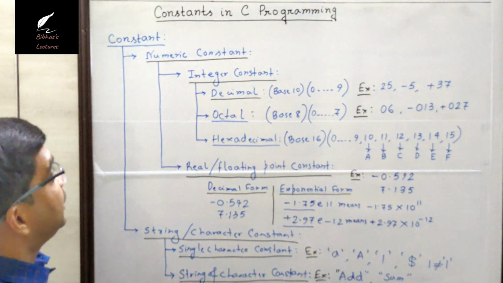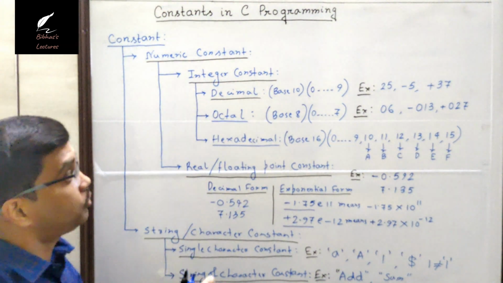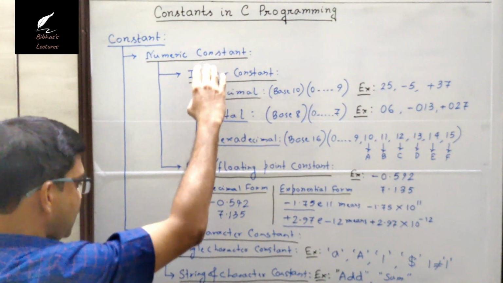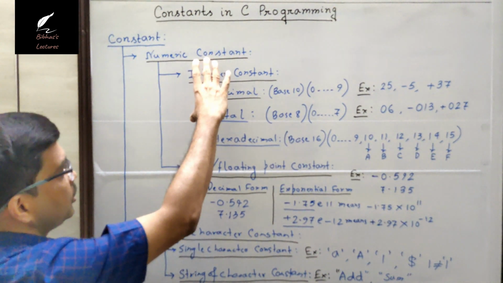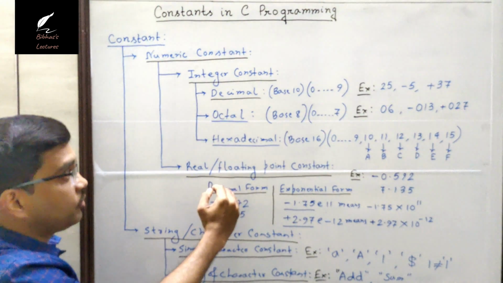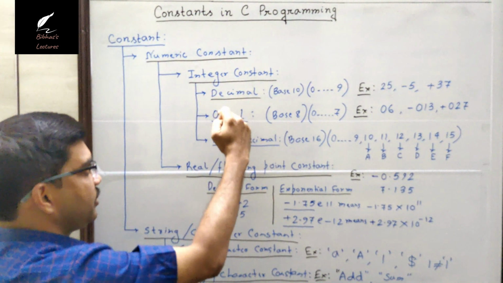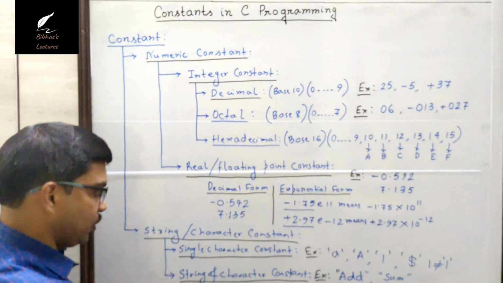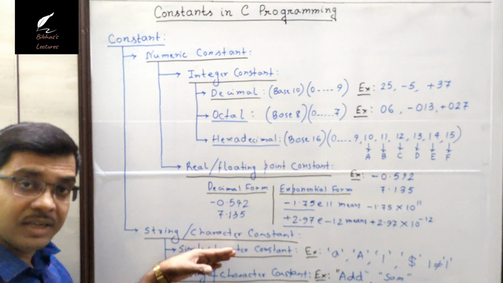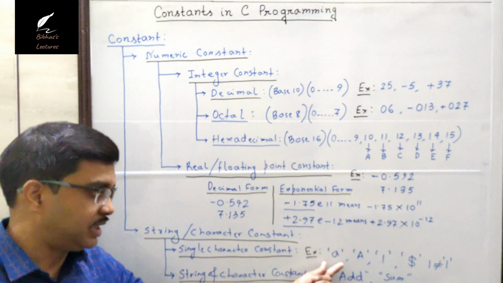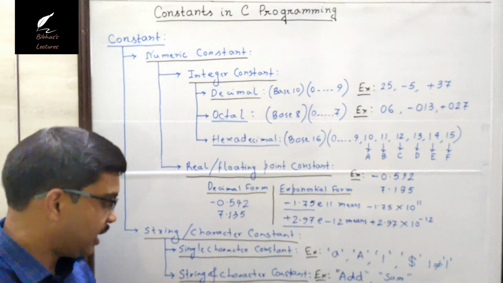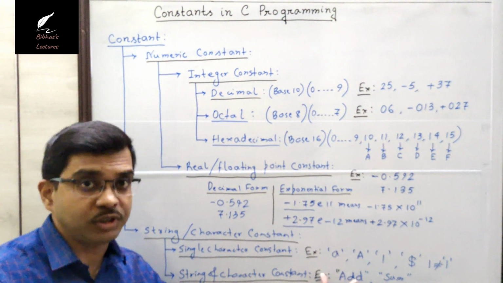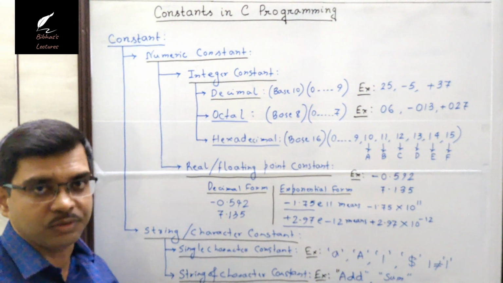So my dear students, these are the different categories of constants actually used in C programming. It is broadly classified into two categories, numeric constant and string constant. Numeric constants are two types, integer constant and real or floating point constant. Integer constants are three types: decimal, octal and hexadecimal, and floating point constants can be represented in decimal form and exponential form. The string or character constants are two types: single character constant, enclosed with a single quotation, and string of character constant, that is, if more than one character is there, it has to be enclosed with a double quotation.